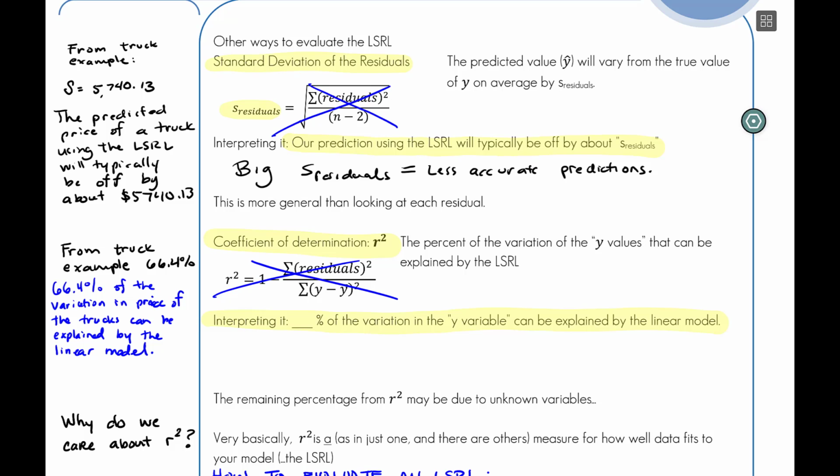An important takeaway here is that the coefficient of determination r squared is a, as in just one, and there are others, measure of how well your data fits that least squares regression line. Similar to the standard deviation of the residuals, it kind of tells us, is our model any good? Is it going to produce accurate results? Is it going to do it reliably? That's why we care about r squared.